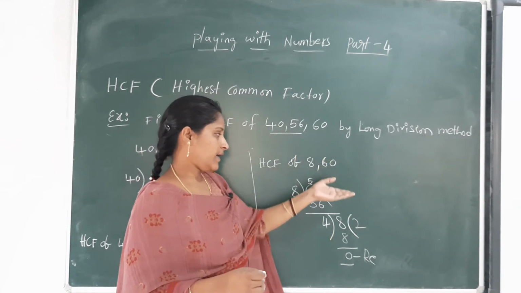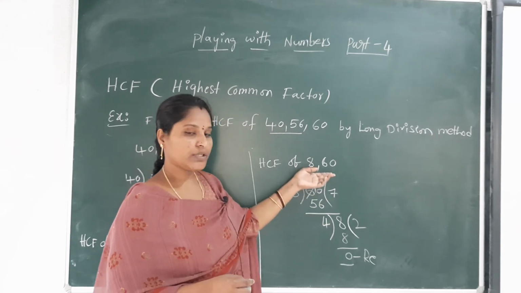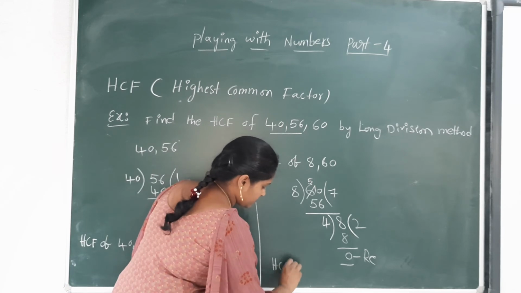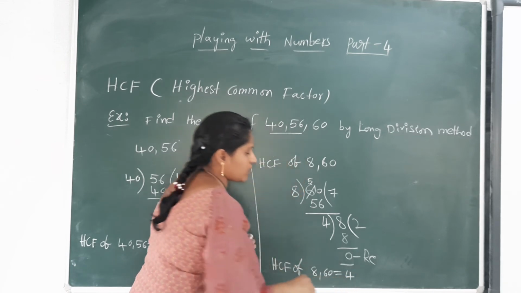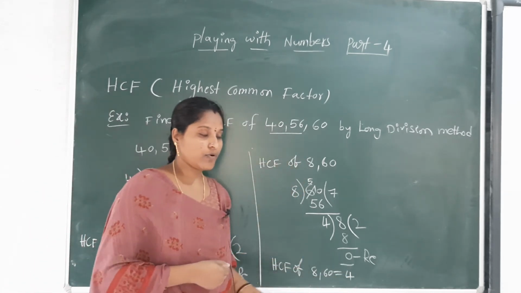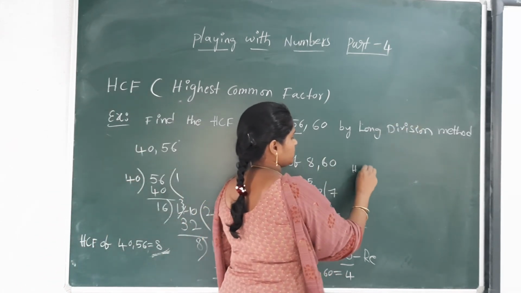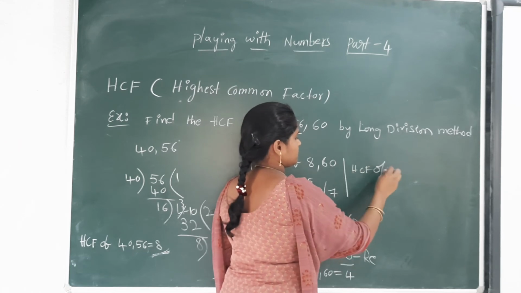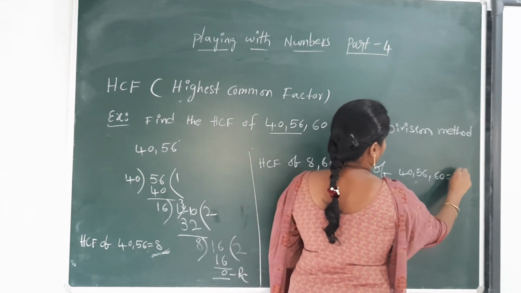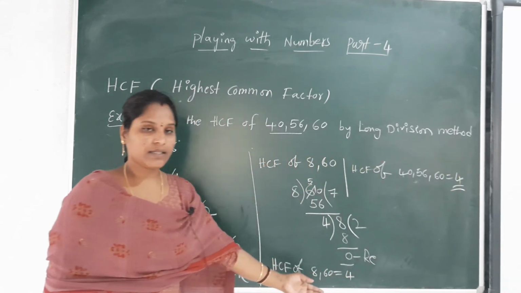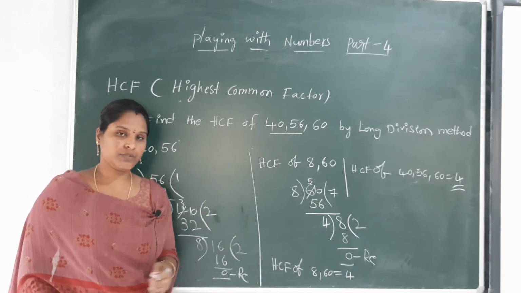The HCF of 8 and 60 is, which is the last divisor? 4. So 4 is the HCF for both the numbers. The HCF of 8 and 60 is 4. Finally we get the HCF as 4. For these 3 numbers the HCF is 4. That is the final conclusion, the HCF for the given 3 numbers.